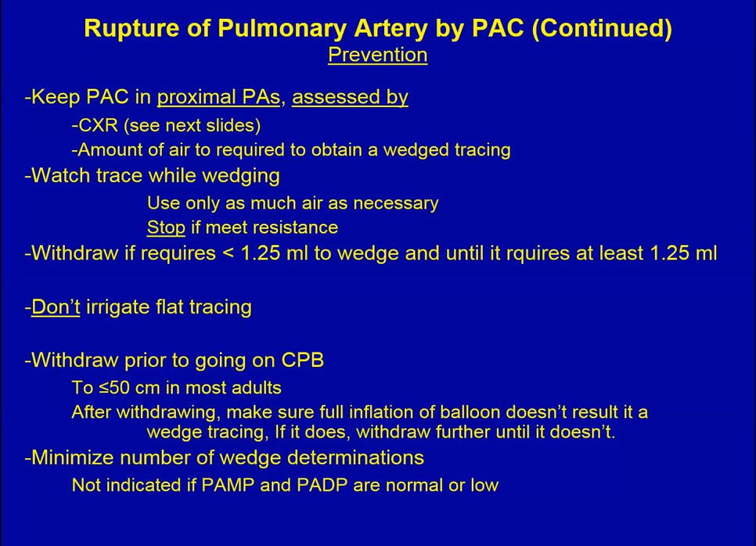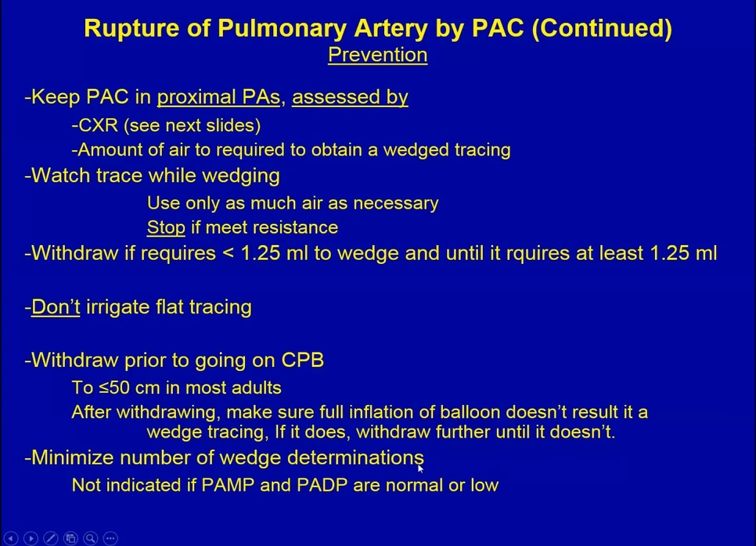It is important if you place a pulmonary artery catheter prior to cardiac surgery that you withdraw the catheter prior to going on bypass to typically less than 50 centimeters in most adults. And after you withdraw it, you should make sure that full inflation of the balloon doesn't result in wedge trace. If it does, you need to withdraw further.